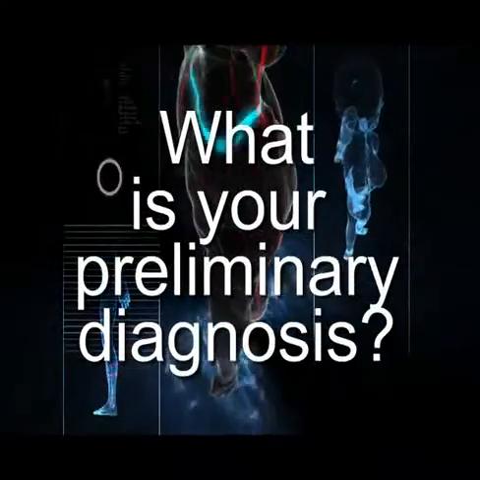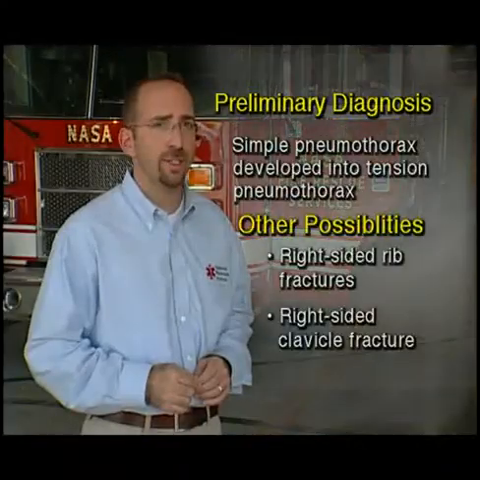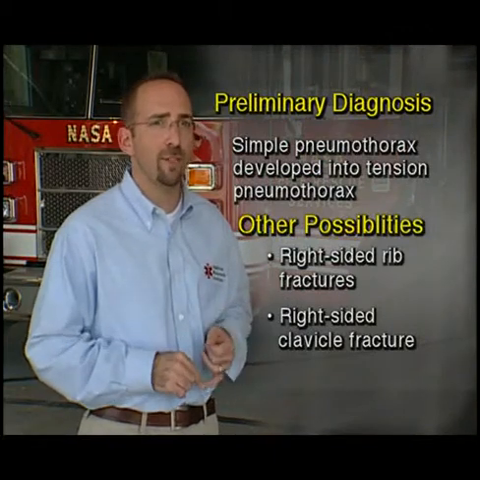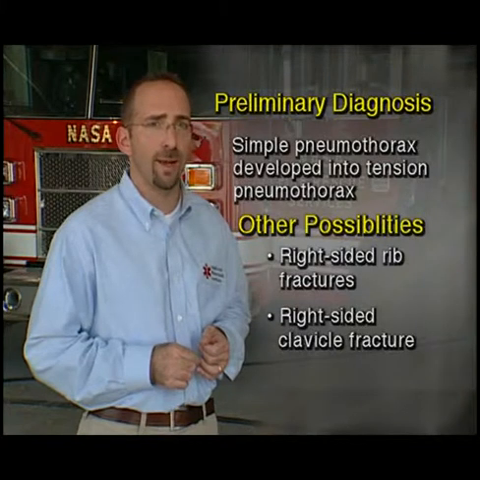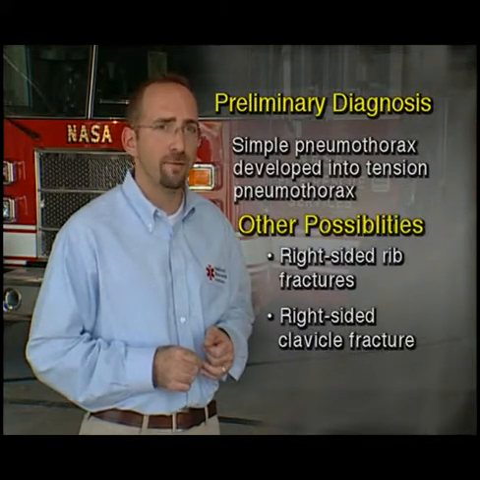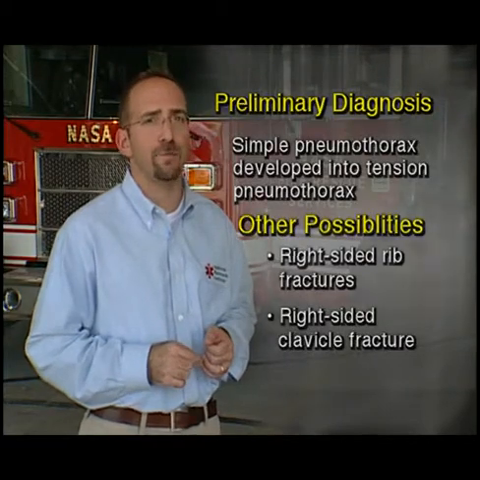What is your preliminary diagnosis? This patient's preliminary diagnosis is simple pneumothorax on the right that has rapidly developed into a tension pneumothorax with possible right-sided rib fractures and a possible right-sided clavicle fracture. How did we reach this conclusion?